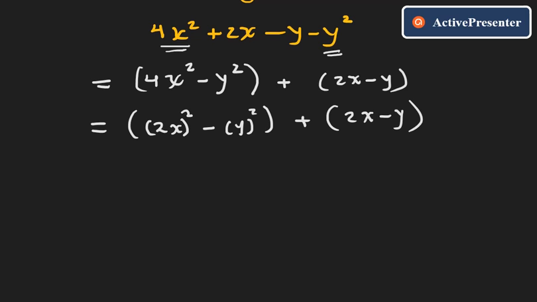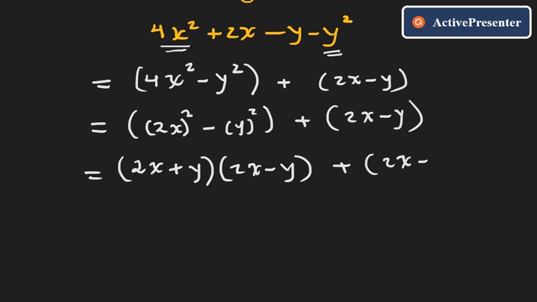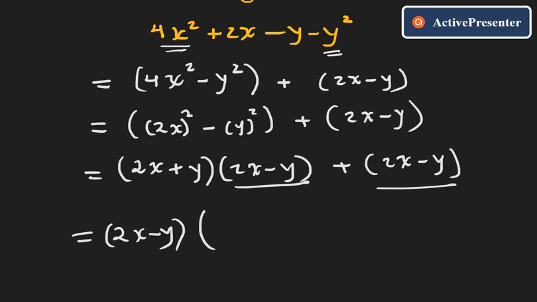So this is the difference of two perfect squares, so it should be the sum multiplied into the difference, right? (2x plus y) multiplied with (2x minus y). Here we have 2x minus y. Now take the greatest common factor, 2x minus y, open parentheses, we would have 2x plus y, and this will be left at plus 1. You are done for factoring this.